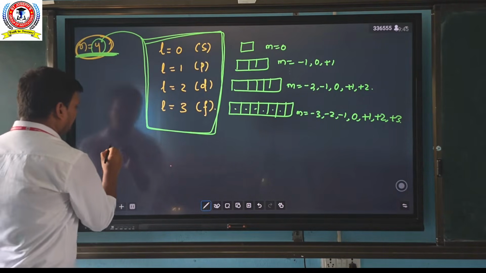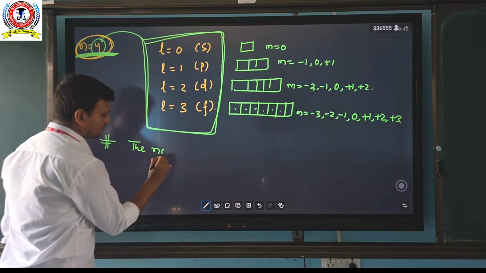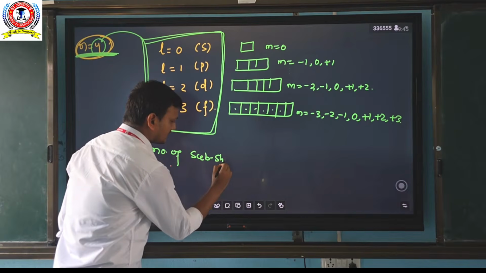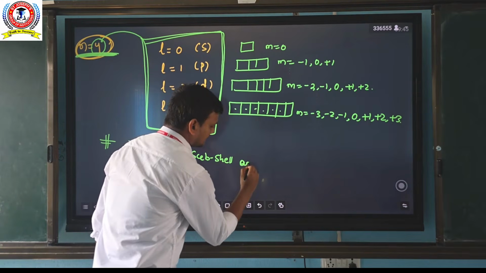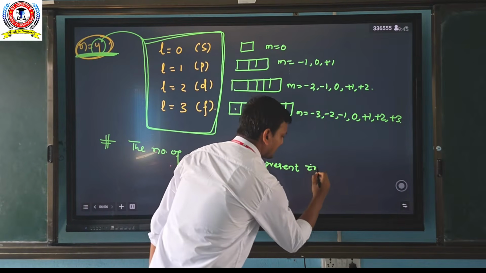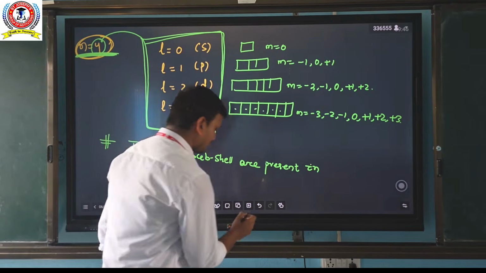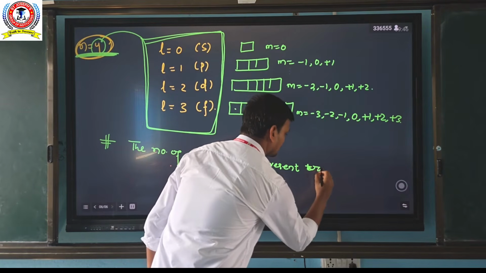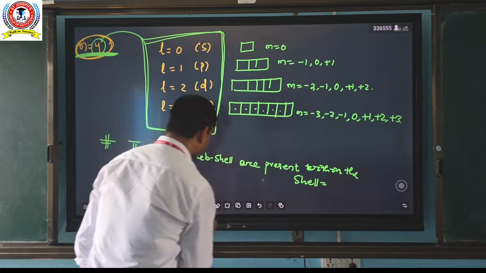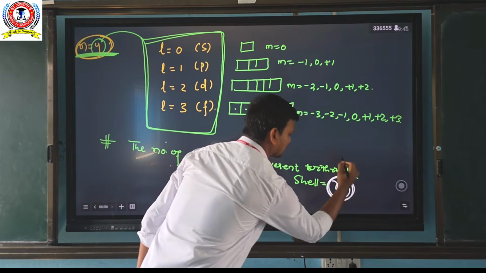That means we write the most important point: the number of subcells present within a cell is equal to n.